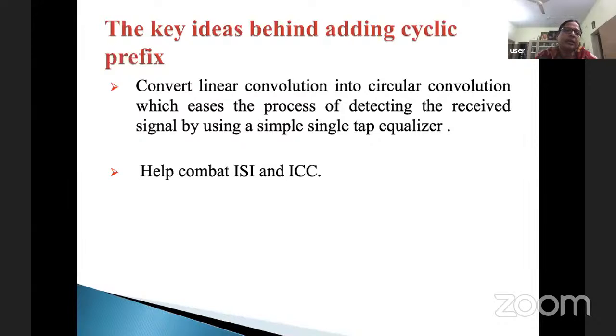Similarly, if you are convolving a long signal with a short signal, then generally the time duration of the convolution will be the sum of the two signal lengths plus one. Suppose the lengths are m and n, then m plus n plus 1 data bits will be seen at the output of the convolution. But in circular convolution, we move in a modular form, so we come back to the original shape. That is the circular convolution we do in OFDM. This helps in combating ISI and ICI.